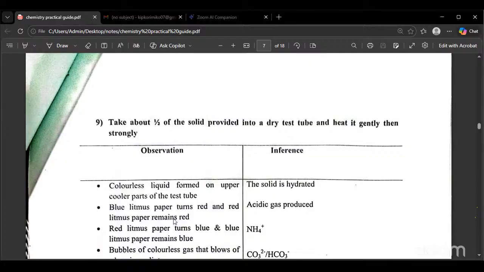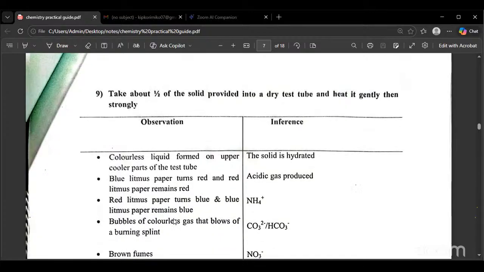Yeah, so that one you can say acidic gas produced. If you don't know actually the acidic gases, you can say acidic gases produced, but most of the times you're supposed to know the acidic gases, which I'll talk about those ones. Iko hapa chini. Kama ni red litmus paper turns blue, blue remains blue, we have ammonium ions, which is normally producing the basic gas, ammonia.